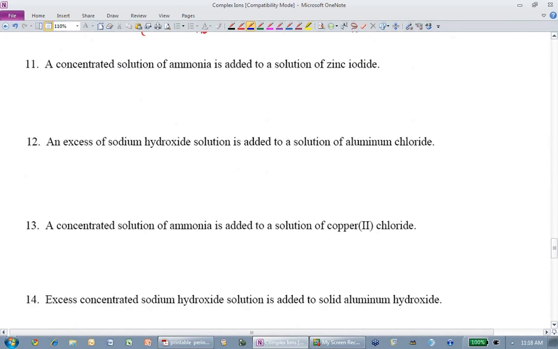All right, a concentrated solution of ammonia, so I'm thinking land of polyatomic ions, or I'm sorry, complexes. I'm going to switch to purple. Is added to a solution of zinc iodide. So that's just a spectator. So we have ammonia plus zinc. Make a complex. Put your metal in.